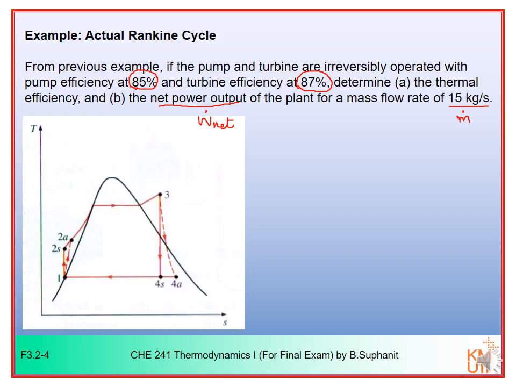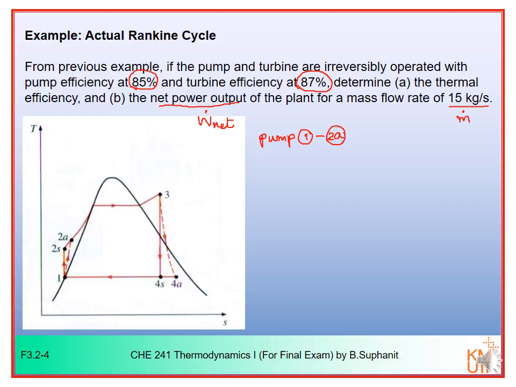Now you can see that in this cycle we have two irreversible processes. The first one is the pump, the second one is the turbine. So it means that we have to recalculate the work required for the pump and the work that we would get from the irreversible turbine here. So we will consider first the pumping process, pump from 1 to 2A.